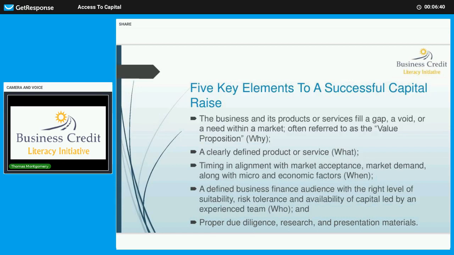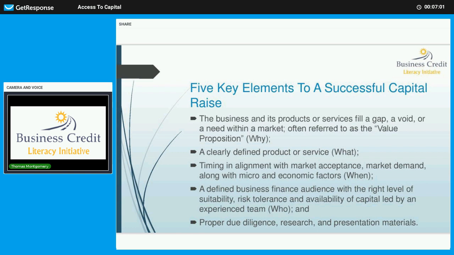Fourthly, we need to have a defined business audience with the right level of suitability, risk tolerance, and availability of capital, with a team, the who. And so certainly lenders look at the owner and the team that's helping them launch or grow their business. Obviously, we'd love to be a resource for you.